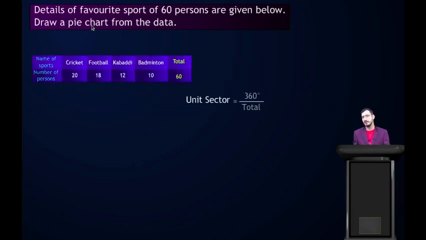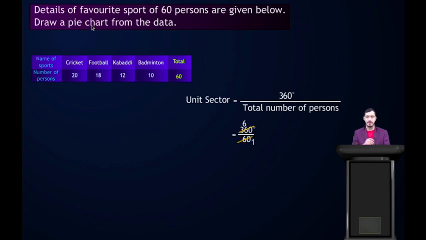Now we find the unit sector. Can you find this? How can you find? So 360 degree divided by total, and total is 60 here. So 360 degree divided by 60. When we solve, 6 sixes are 36, and 0 and 0 cancel out. So we get 6 degree. That means the unit sector is 6 degree per person.